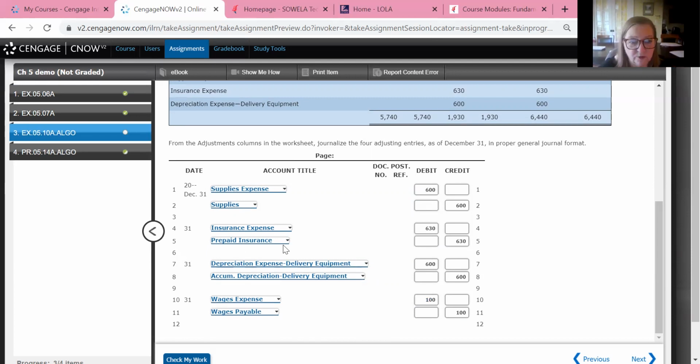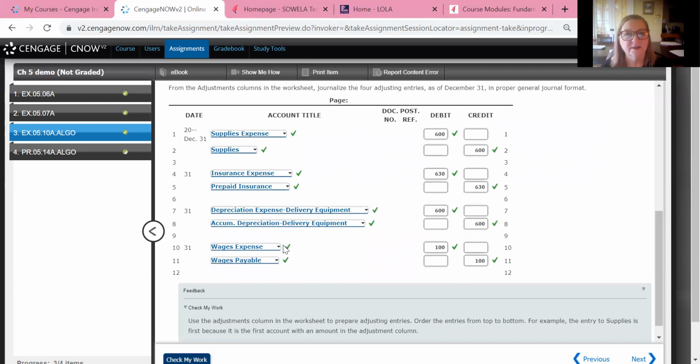So it looks beautiful. Let's see if they agree with me. I'm going to check my work. Yes, the check marks all over the place. So we're good. All right.